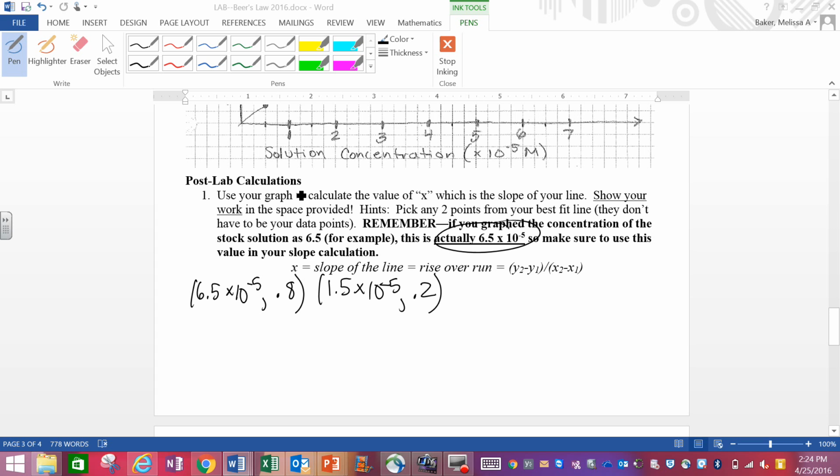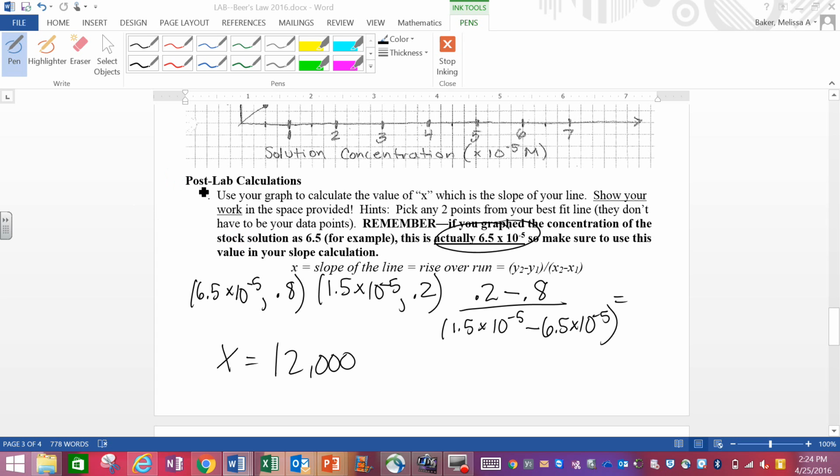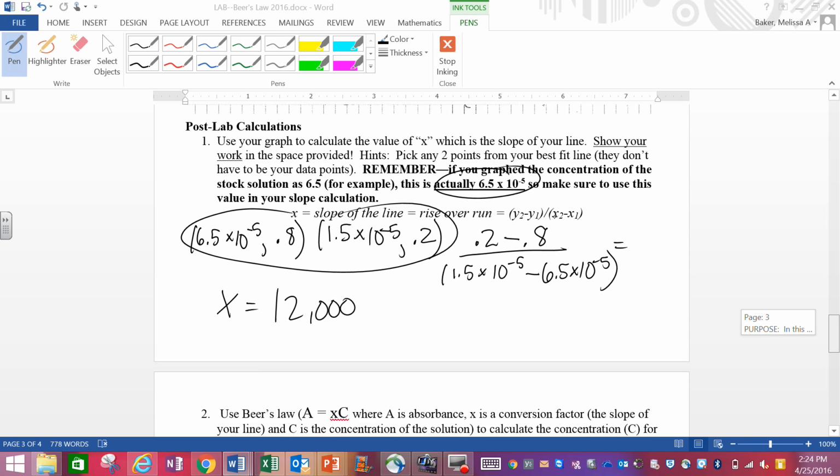Now, in order to calculate slope, I'm going to do the change in y over the change in x. So that's 0.2 minus 0.8 divided by 1.5 times 10 to the minus fifth minus 6.5 times 10 to the minus fifth. You're going to do this with your data. And for me, I get a slope of 12,000. Notice also they don't have to be your data points. Mine happen to work out, but yours may not. That's fine. So my slope is 12,000.